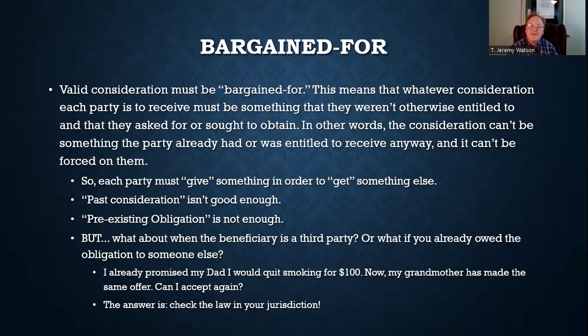Again, each party has to give something to get something. But that means they have to give and get something as a result of this contract. It has to be bargained for. Past consideration, something that has already been done or already been given, is not sufficient consideration because it's not bargained for, right? You already got it. A pre-existing obligation is not enough to be consideration because that's not something you bargained for. You were already owed that, okay?